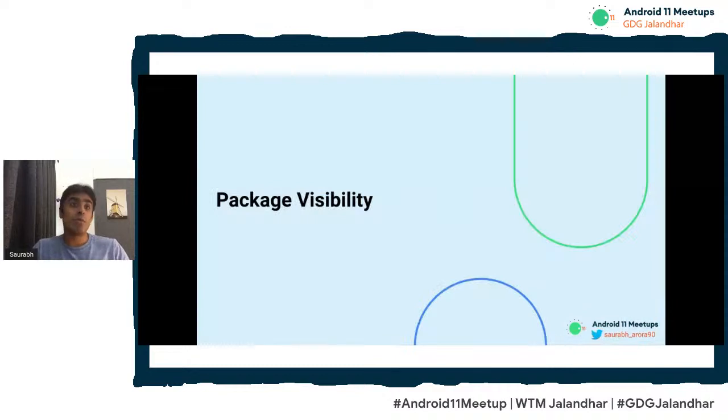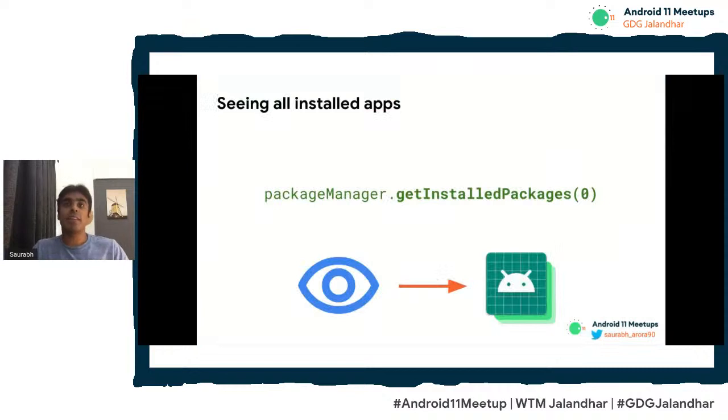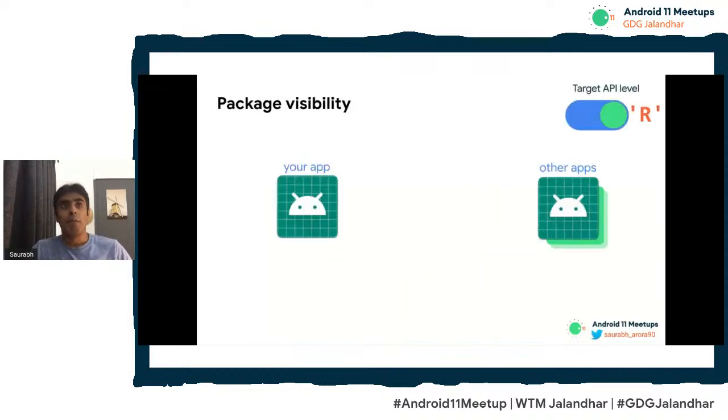Okay, so those are about permissions. Next up is package visibility. In Android 10 and previous APIs, you could actually check the list of all installed packages in your app via the package manager. This would return you all apps that are installed in the operating system. And in Android 11, or Android R, this gets slightly restricted. Apps can no longer query all types of apps that are installed in the current user's device.